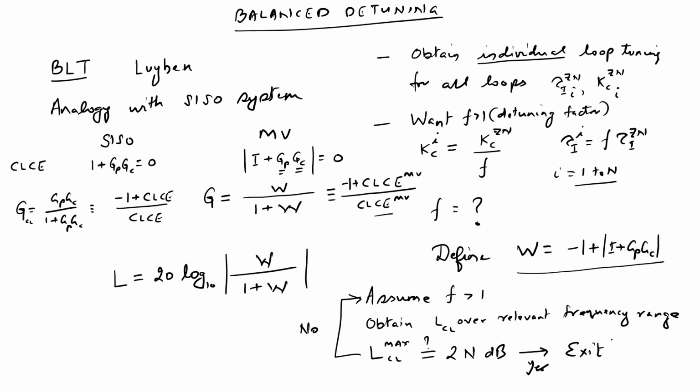So that's sort of the procedure for balanced detuning. In a sense, we have detuned each of the loops by the same factor f from its individual Ziegler-Nichols setting in this example, in the way that it has been proposed.